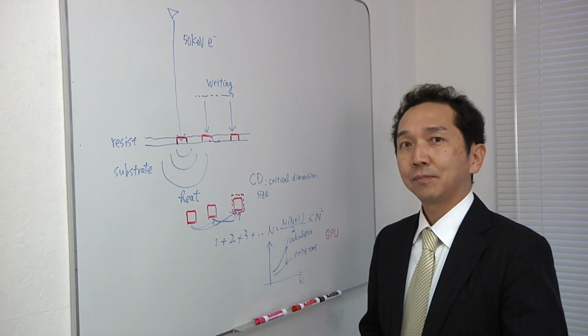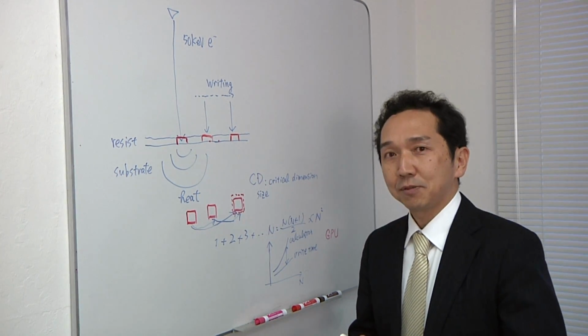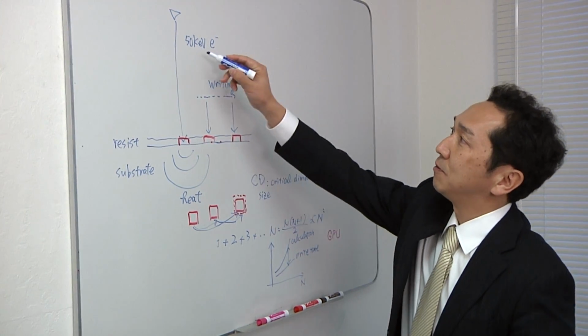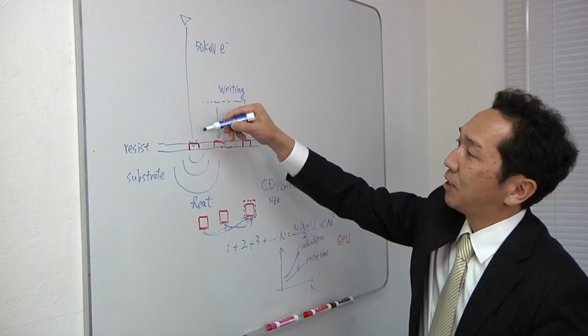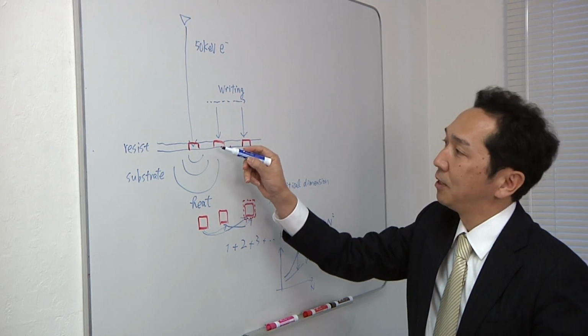Okay, let me start from the explanation of the physics of electron beam lithography. We are making an electron beam mask writer, and our mask writer uses 50 kV electrons, and the 50 kV electrons hit the resist to make photomask patterns.